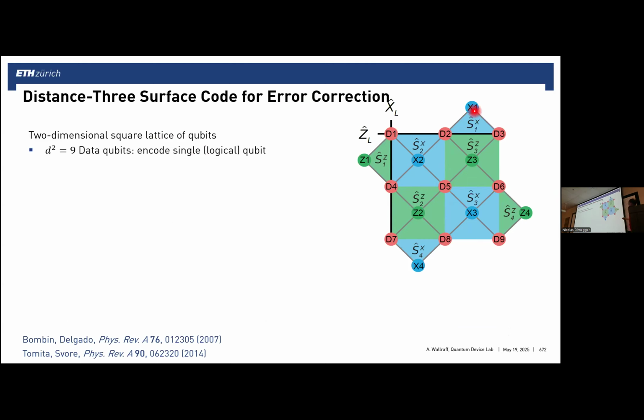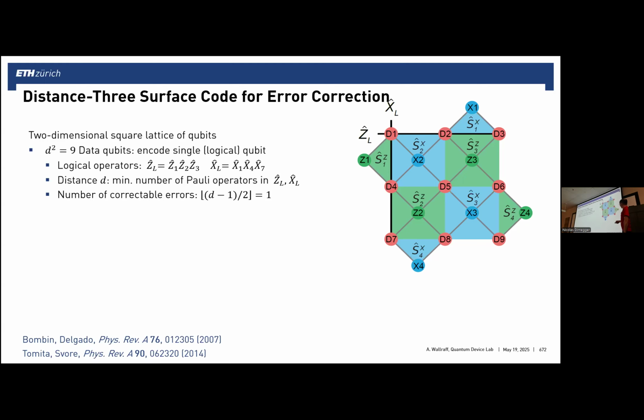And this distance 3 surface code has this 3 by 3 data qubit array. The logical qubit operators are listed here. So it's again a string of vertical Pauli operators and a string of horizontal Pauli operators in the Z and in the X basis. The number of errors that can be corrected in this distance 3 surface code is (d minus 1)/2. This equation here holds for any distance.